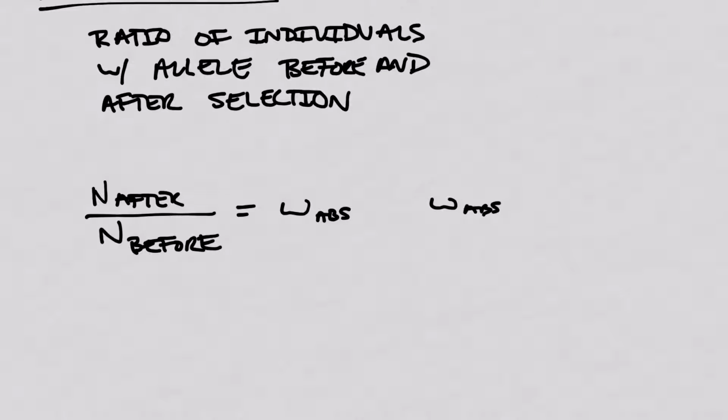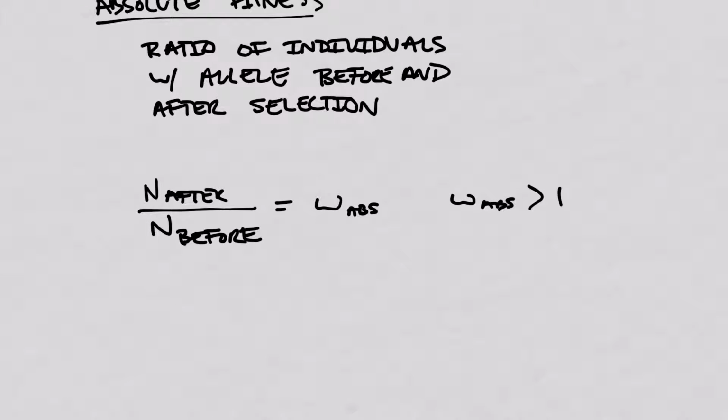Now it's pretty easy to see from this equation that if absolute fitness is greater than 1, then the number of people that have this allele after, like the number of kids with this allele, is greater than the number of parents with this allele. So this suggests to us that the allele is beneficial in some way. It's being positively selected for.